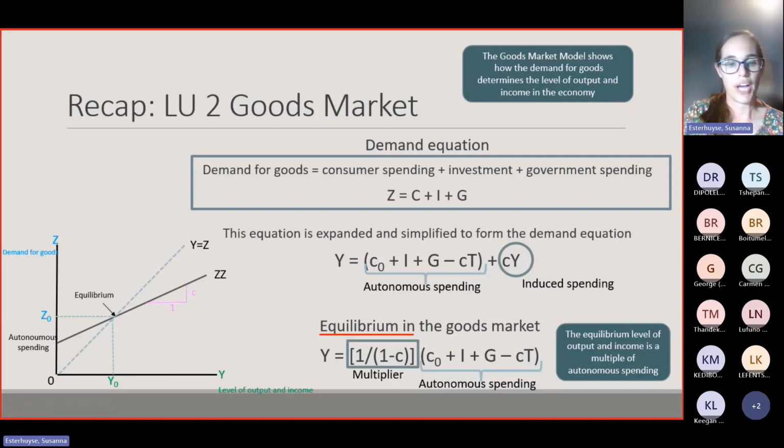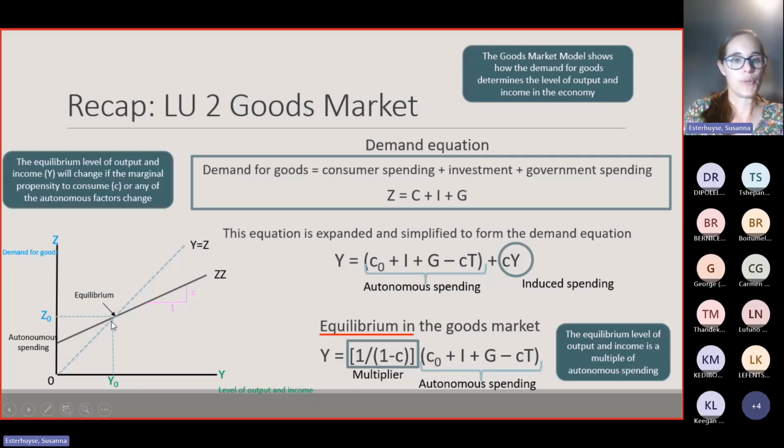Then you are also able to draw the demand equation on a diagram, remembering that your x-axis is the demand for goods and your y-axis is the level of output and income. And you were able to see that your autonomous spending was the intercept and your marginal propensity to consume gave you the slope of this curve. And then further, you were able to indicate the equilibrium point by showing where on this curve is the point where your demand for goods is equal to your level of output and income, and that was your equilibrium point.